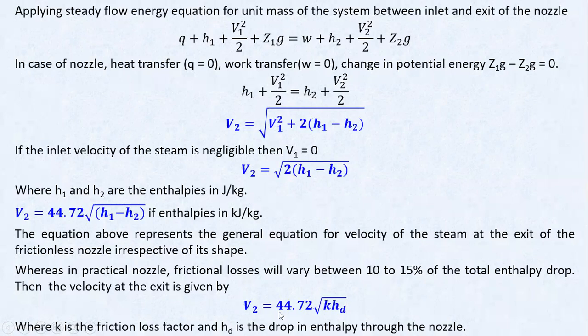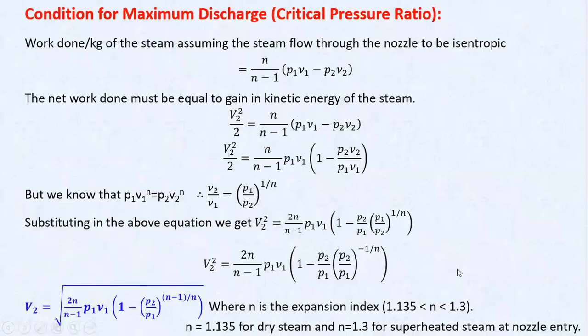So then the velocity at the exit will be equal to 44.72 square root of K HD. K is nothing but the frictional loss factor, and HD is nothing but the drop in the enthalpy through the nozzle. So this much reduction will be there.